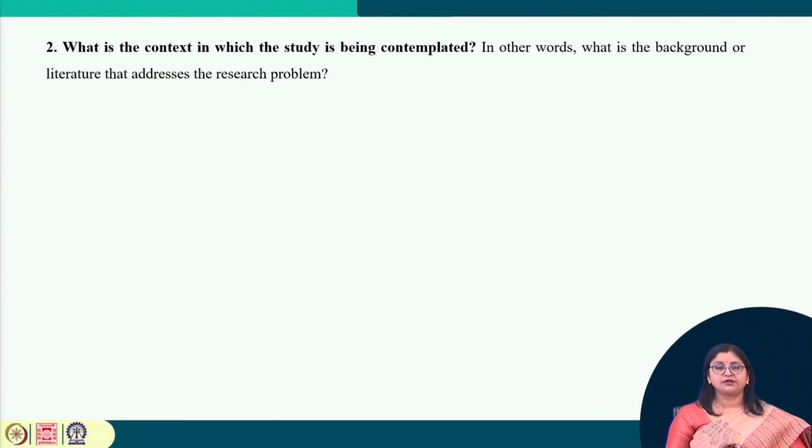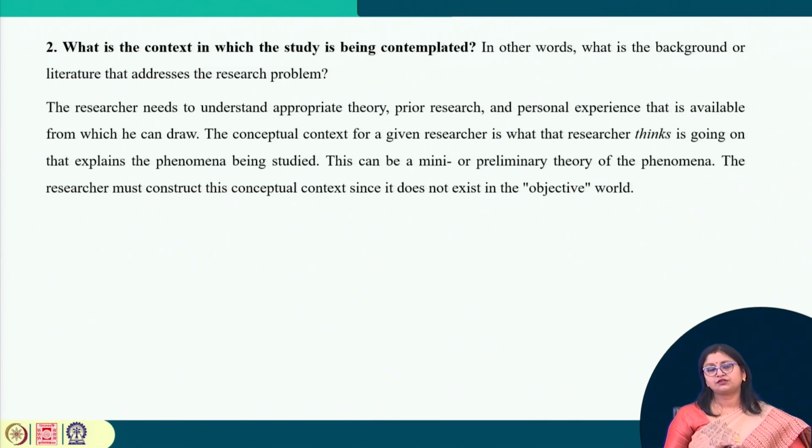And the second question is, what is the context in which the study is being contemplated or conducted? In other words, what is the background or the literature that addresses the research problem? The researcher needs to understand the appropriate theory, prior research, literature reviews, and personal experiences available from which he or she can draw the conclusion to reach the research problem.